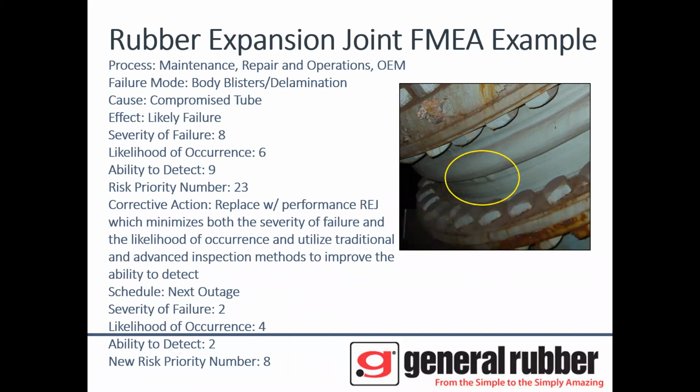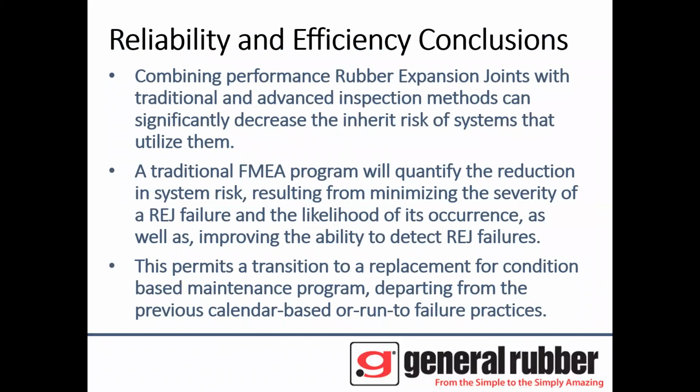If that's something that your end users are interested in, or any aspect of that, we can work with you to develop it. So for reliability and efficiency, some conclusions: combining a performance rubber expansion joint with traditional and advanced inspection methods can significantly decrease the inherent risk of systems that utilize them. A traditional FMEA program will qualify the reduction of system risks resulting from minimizing the severity of expansion joint failure, the likelihood of occurrence, as well as improving the ability to detect.